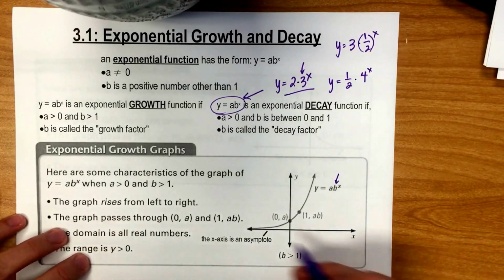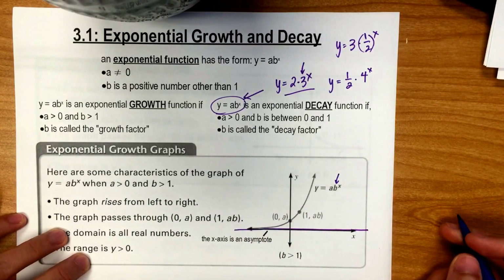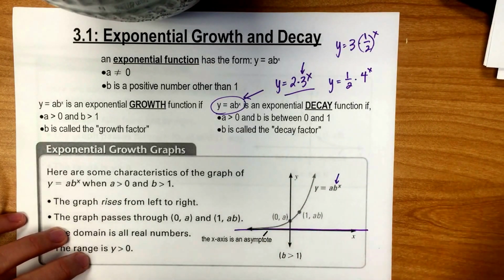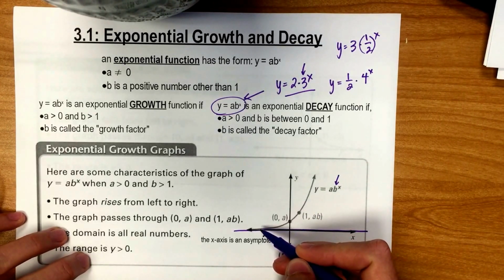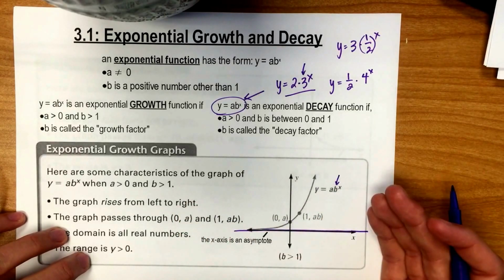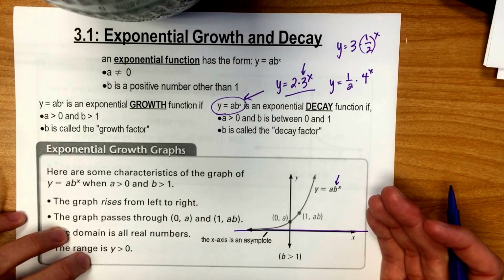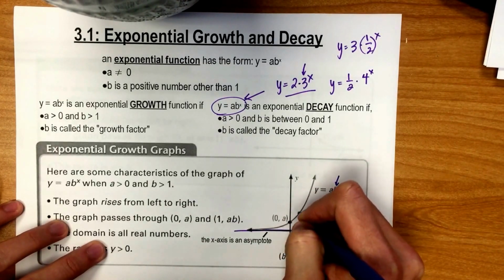Number one, this x-axis acts as a horizontal asymptote. If you remember what we talked about in the last unit, as this curve falls down to the left, we're going to approach the x-axis, but we're actually never going to cross the x-axis.